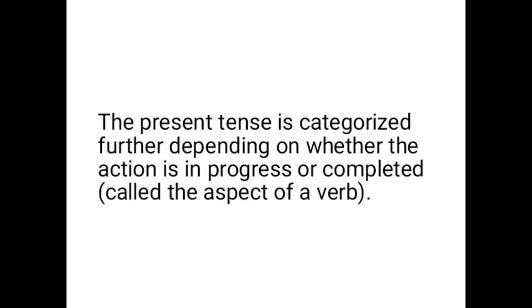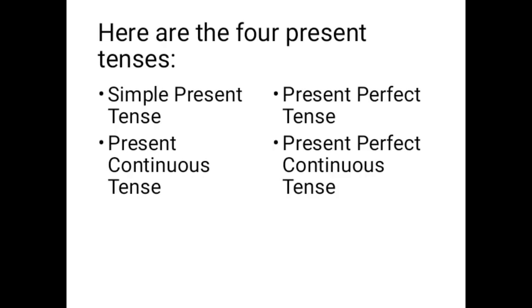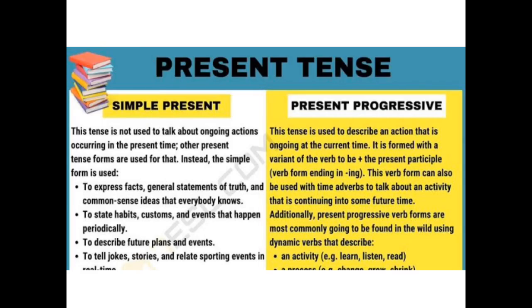But first off, let's go back. See, the present tense is categorized further depending on whether the action is in progress or completed. Now, a progressive action is what we know as the continuous tenses. So today, we are looking at the four present tenses, but we're going to discuss only two, the simple present tense and the present continuous tense. Next week, we're going to look at the present perfect tense and present perfect continuous tense. Let's go on and understand very correctly.